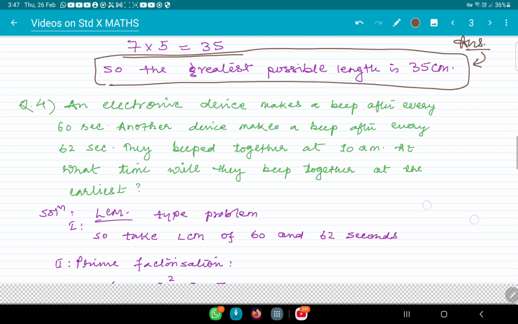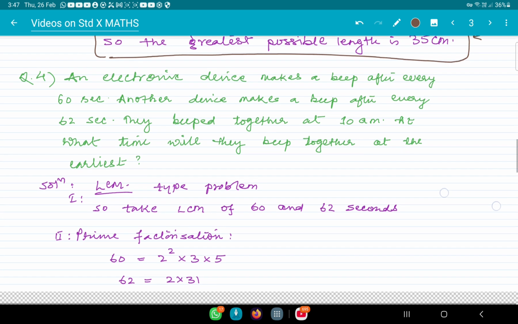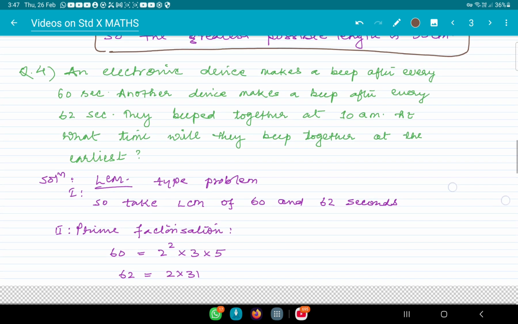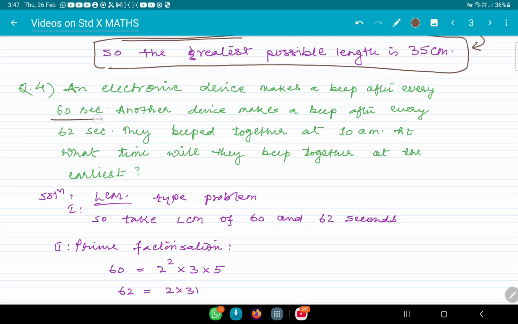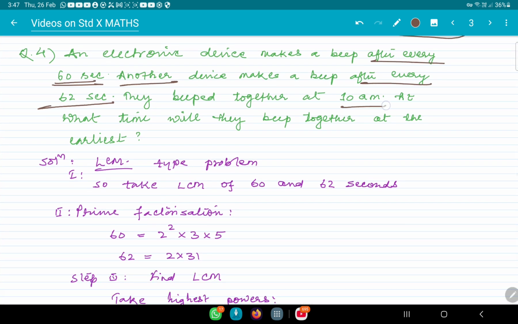Next question is, an electronic device makes a beep after every 60 seconds. Another device, catch keywords, another device makes a beep after every 62 seconds. They beep together at 10 a.m. At what time will they beep together at the earliest?